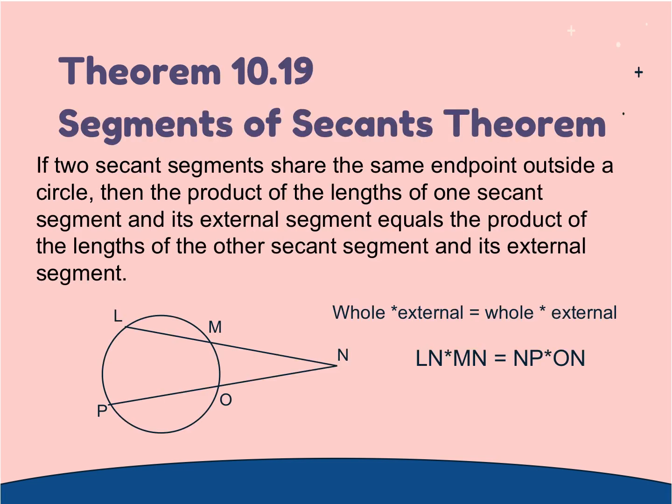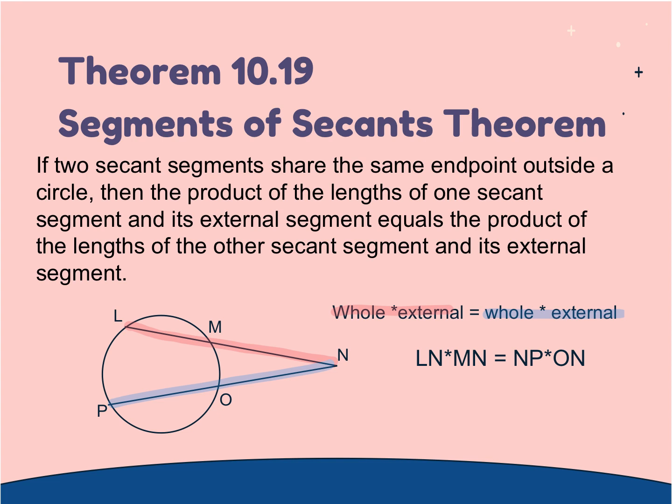Now we have theorem 10.19, which is segments of secants theorem. It states if two secant segments share the same endpoint outside of a circle, then the product of the lengths of one secant segment and its external segment equals the product of the lengths of the other secant segment and its external segment. So this whole thing is basically saying the whole segment times the external equals the whole segment times the external. Now, this is per section. So if this is the whole and the external, and then this one is the other one, their products are going to be the same.